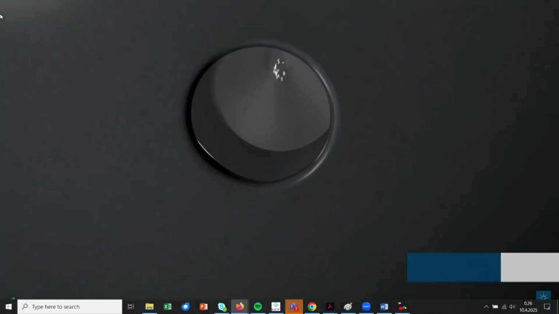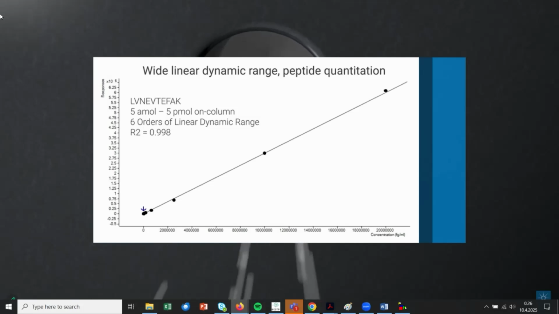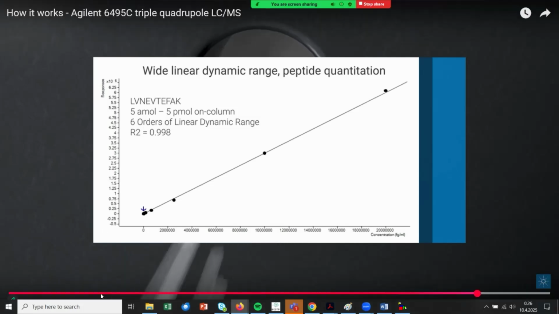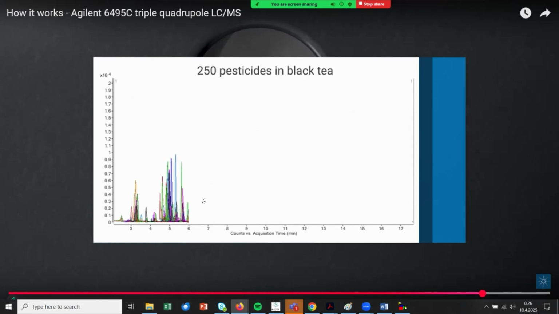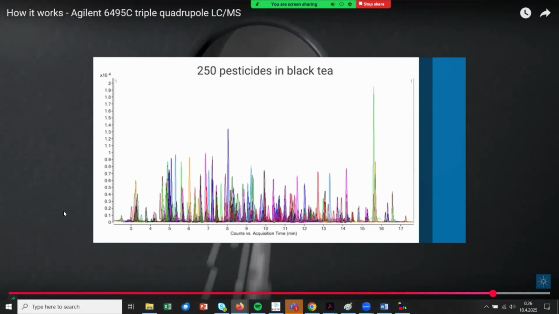Multiplier. The high-performance 6495C triple quadrupole LCMS not only continues the innovation of triple quadrupole technology, but also elevates the sensitivity and reliability to a new dimension, facilitating the detection at low attogram levels with excellent precision.